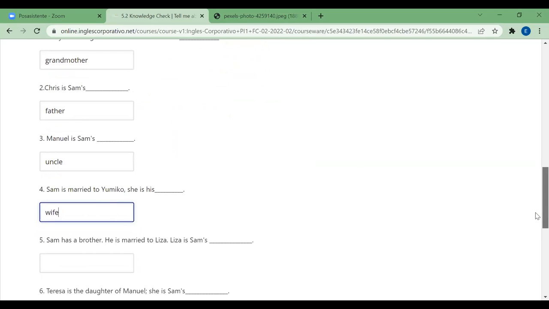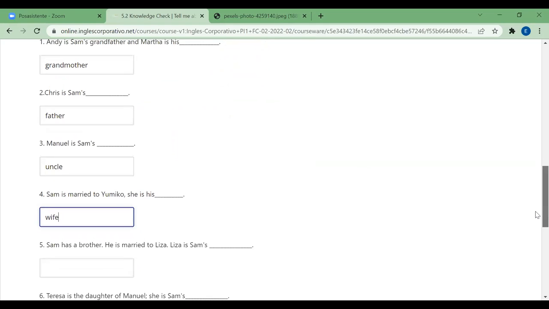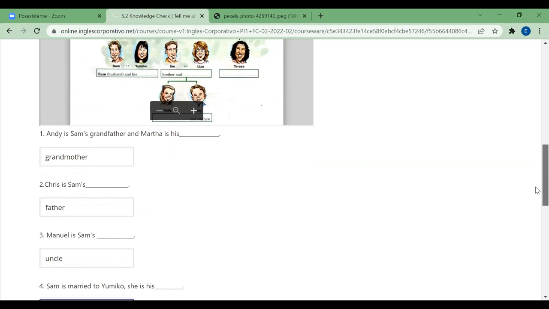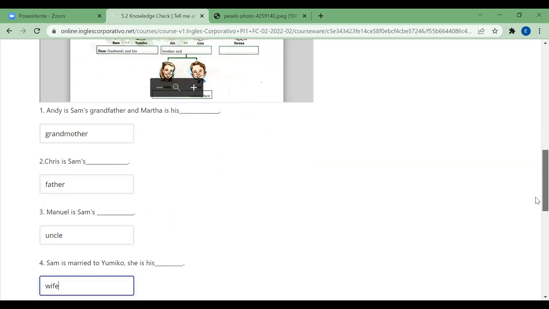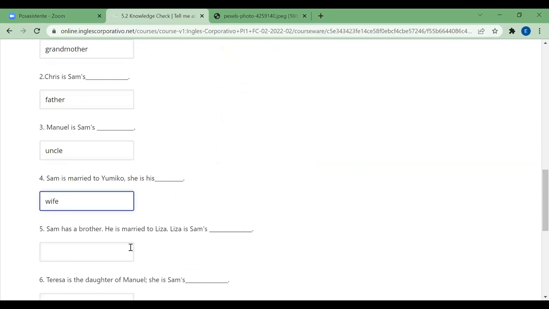Next question. Sam has a brother. He is married to Lisa. Lisa is Sam's sister-in-law. Okay, sister-in-law. Teresa is the daughter of Manuel. She is Sam's cousin.